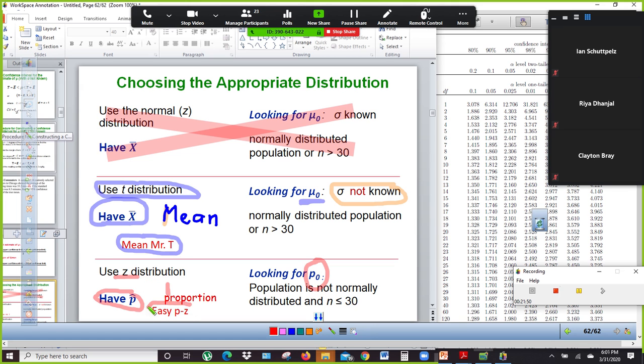And the way you remember that, one of my students said, just think of easy peasy. You guys have all heard easy peasy. Proportion, p, uses z distribution. So easy, p, z, proportion, z table. So those are just mnemonics to help you remember. So mean Mr. T, easy peasy. Everybody just say that once. Say it to yourselves. Mean Mr. T, easy peasy. Go ahead, say it.